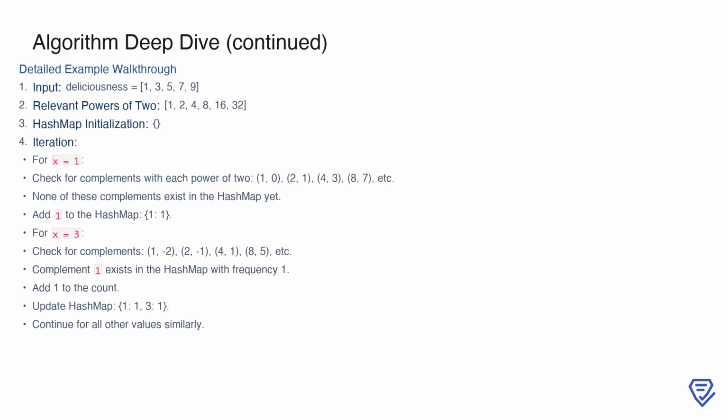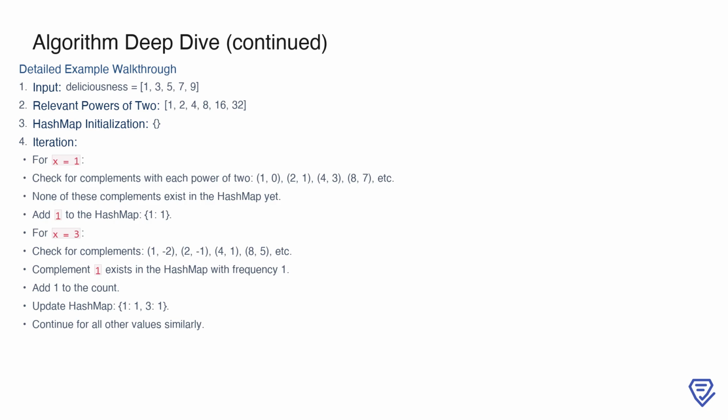Suppose the input array is 1, 3, 5, 7, 9, and the relevant powers of 2 are 1, 2, 4, 8, 16, 32. We start with an empty hash map to store frequencies. For the first value, x equals 1, we calculate its complements with each power of 2: 1, 0, 2, 1, 4, 3, 8, 7, and so on. Since the hash map is empty, none of these complements exist yet. We then add 1 to the hash map with a frequency of 1.